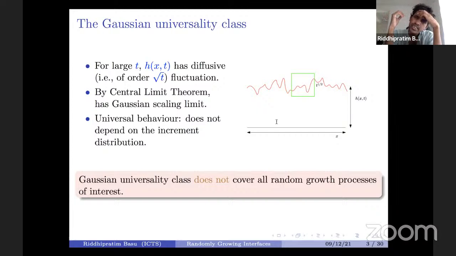But also you can see that this model is a bit too simple, right? It doesn't really capture any kind of nice interaction between different locations, which you would expect in any model of an interface which is supposed to model some real naturally occurring phenomenon. So this Gaussian universality class does not really cover all interesting classes of randomly growing interfaces.